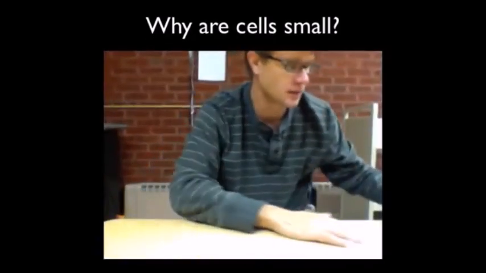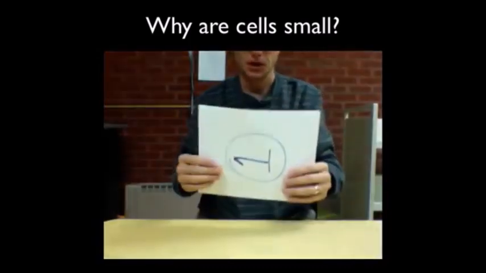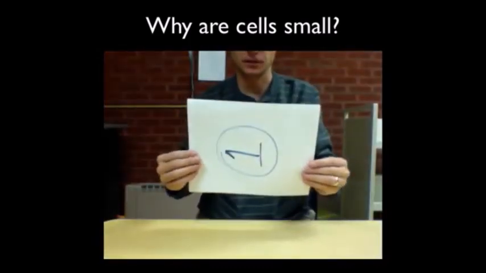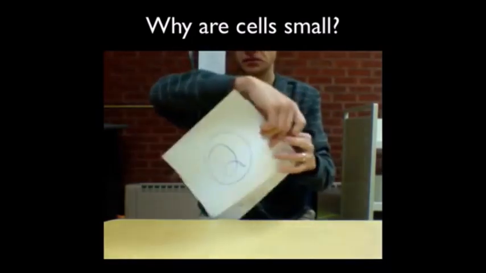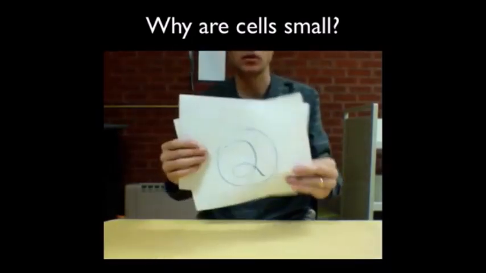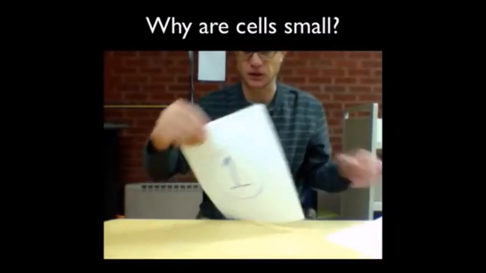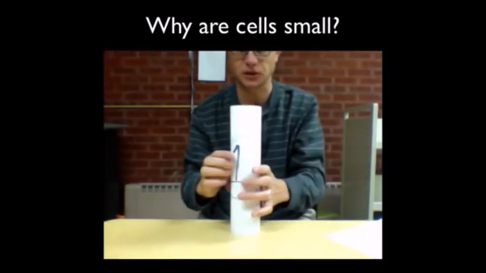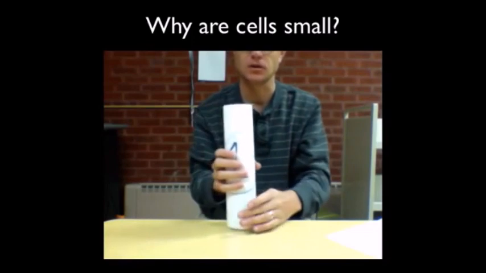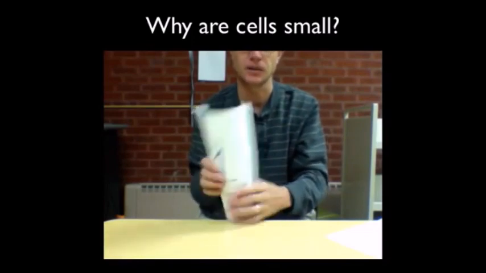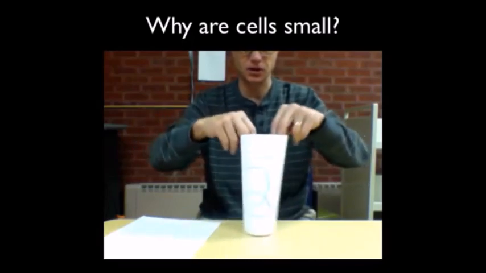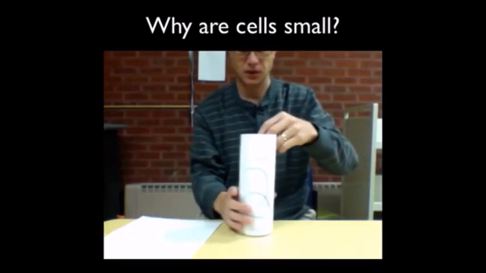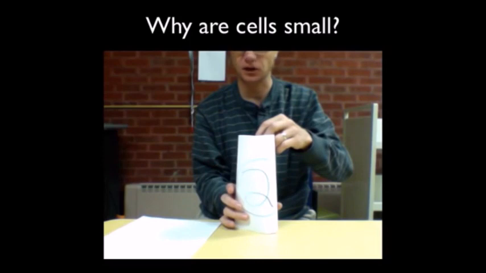If we take a piece of paper, we'll call this paper 1, and we'll call this next one paper 2. We'll roll them up into a cylinder. Paper 1, I'm going to roll up into a cylinder like this. We're going to call this one tall and skinny. Then paper 2, we're going to roll up the other way, like this. We'll call that one a little shorter and a little more round.